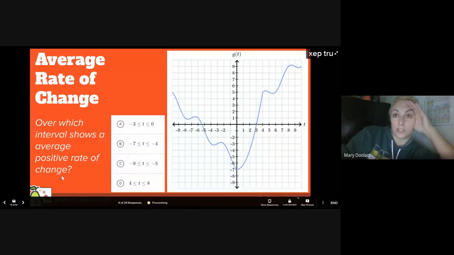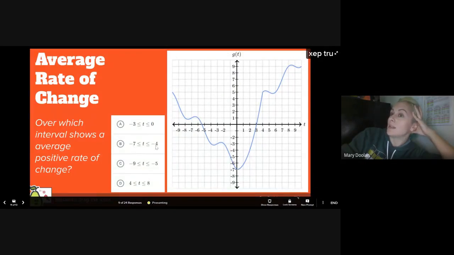Okay, which interval shows an average positive rate of change? So you have to kind of go through each one. -3 to 0. Look at the blue line. We're starting here, and then we go down. That is not a positive rate of change. That is a negative rate of change.